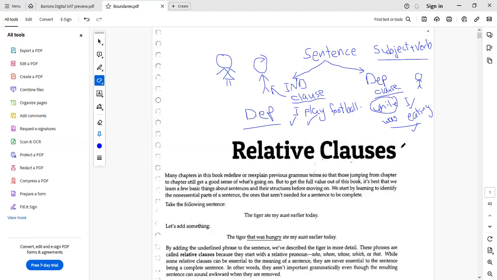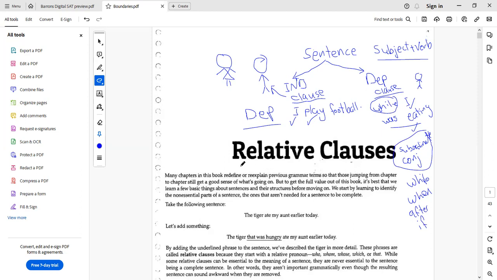The dependent clause starts with two things. It can start with something called a subordinate conjunction, like while, when, after, before, if. All of these are subordinate conjunctions that make the clause dependent.